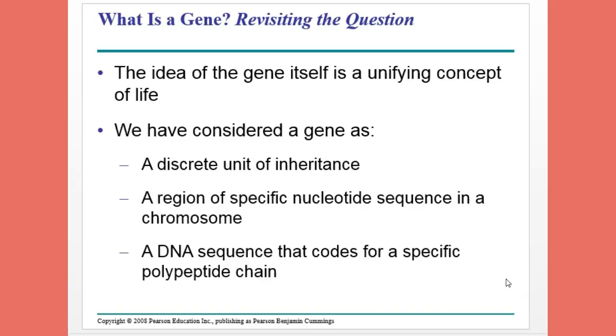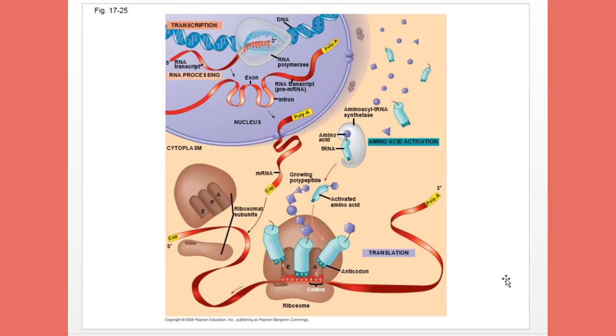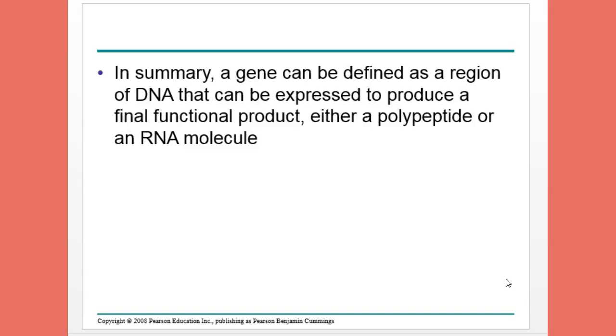Let's go back to this question for just a second. The idea of the gene itself is a unifying concept of life. We've considered a gene as a discrete unit of inheritance, a region of specific nucleotide sequence in a chromosome, and the DNA sequence that codes for a specific polypeptide chain. Alright, this figure is revisiting everything we've talked about in this chapter. It's on page 348. I highly recommend you go back and take a look at it and make sure you understand the parts of what it's discussing. Alright, in summary, a gene can be defined as a region of DNA that can be expressed to produce a functional product, either a polypeptide or an RNA molecule.